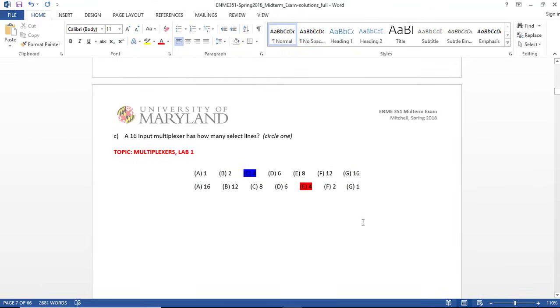Okay, question 1C. This is a multiplexer question. This is pulled effectively straight out of Lab 1. And the question is, if I have a 16-input multiplexer, how many select lines will I have? Well, if I have a 16-input multiplexer, that's 2 to the 4, so I'll have 4 select lines. So the answer for version 1 would be 4, and the answer for version 2 of the exam would be 4, right? So C or E, the way they were set up on the exam.